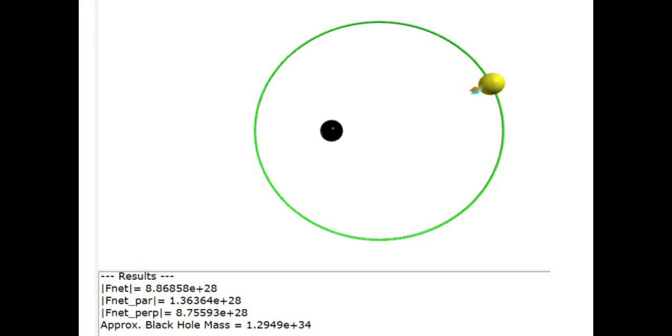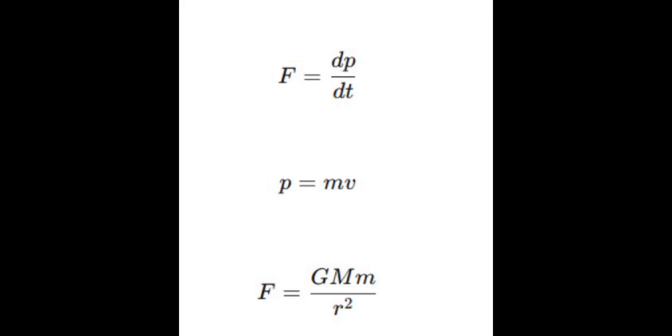In Part 2, the system includes a planet at the origin, a moon orbiting the planet, and then a spaceship initially positioned just above the moon's surface. The main physics ideas used in this lab are Newton's second law, momentum, and Newton's law of gravity.